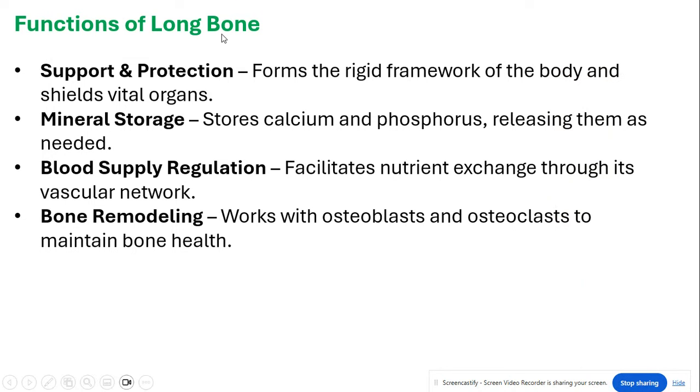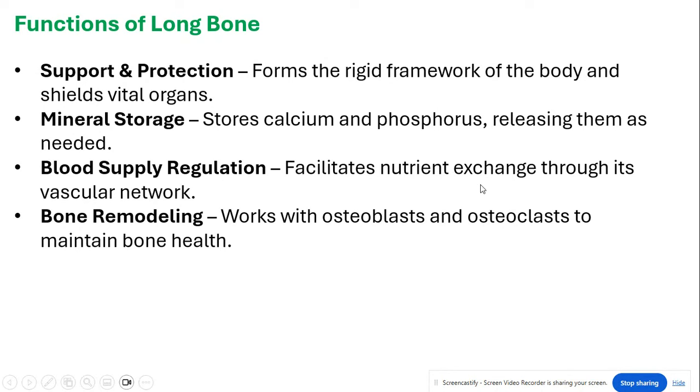Functions of long bones. Support and protection. It forms a rigid framework of the body and shields vital organs. Mineral storage: it holds calcium and phosphorus, releasing them as needed. Because chances are we also have a wider medullary cavity which stores yellow bone marrow, and we also have red bone marrow.